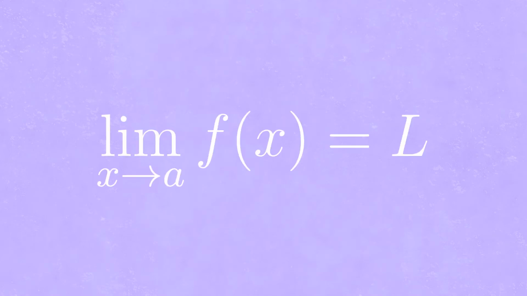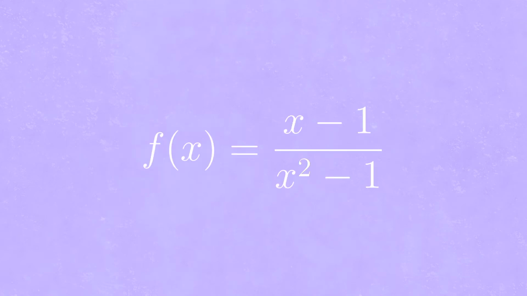This expression is read, the limit as x approaches a of f of x is L. What this means is that the value of f of x gets arbitrarily close to L as x gets close to a. If we say the limit exists, then we mean there is some value L that f of x is approaching. So when we say the limit does not exist, we mean there is no such value L. Let's look at an example.